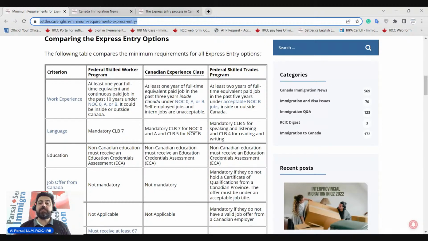0 means managerial positions, A means positions that usually require university education, and B is for positions that usually require college education or any post-secondary education, that is a diploma or sometimes a certificate, etc. In some countries we call it an associate degree, in some countries a post-secondary diploma. At the end of the day, these are the three kinds of jobs. You need to show at least 1 year of continuous work experience under one of these classifications.